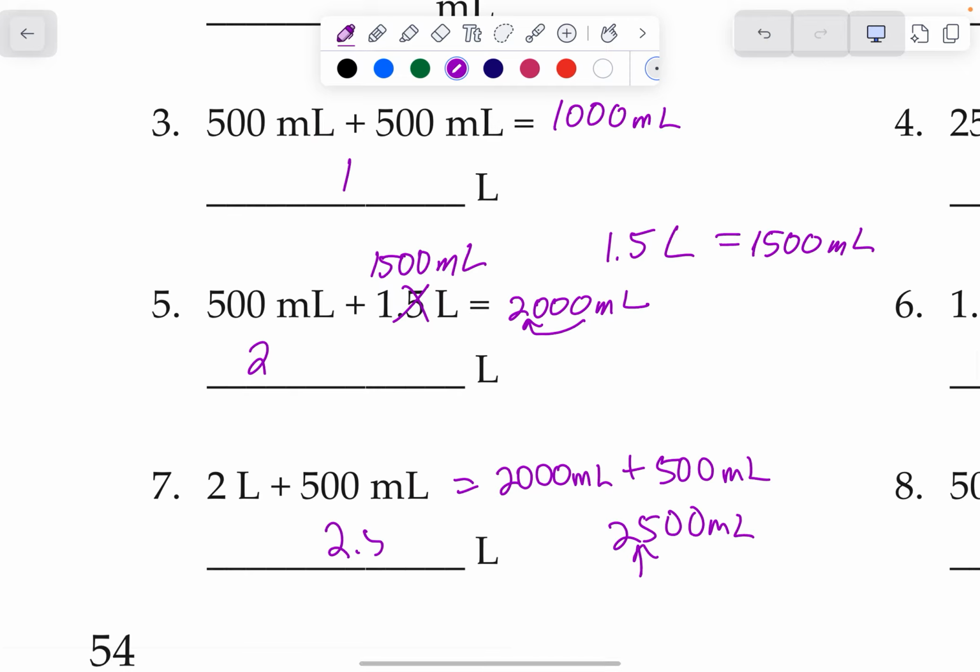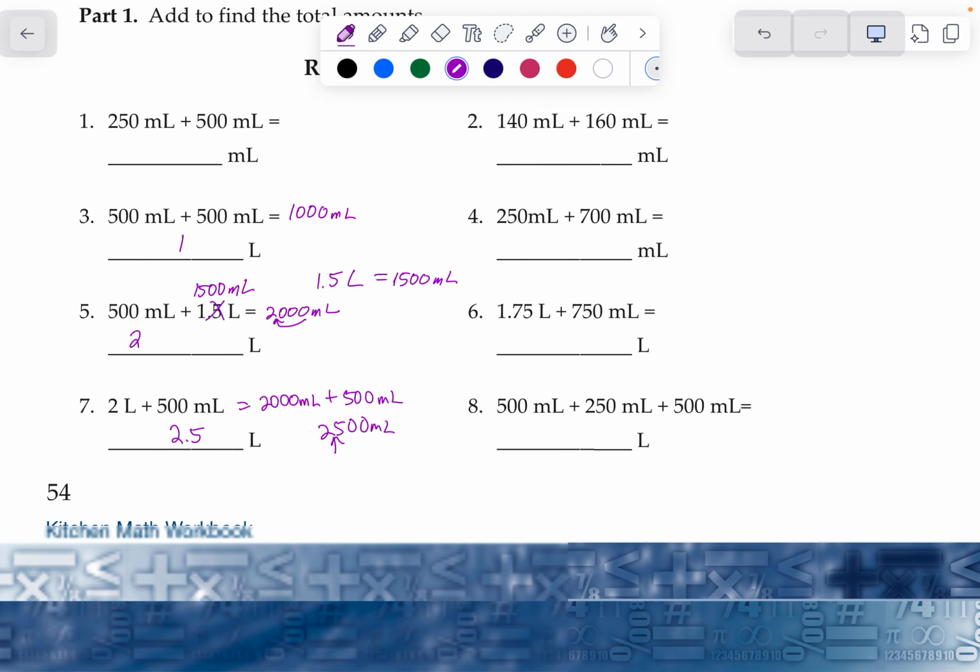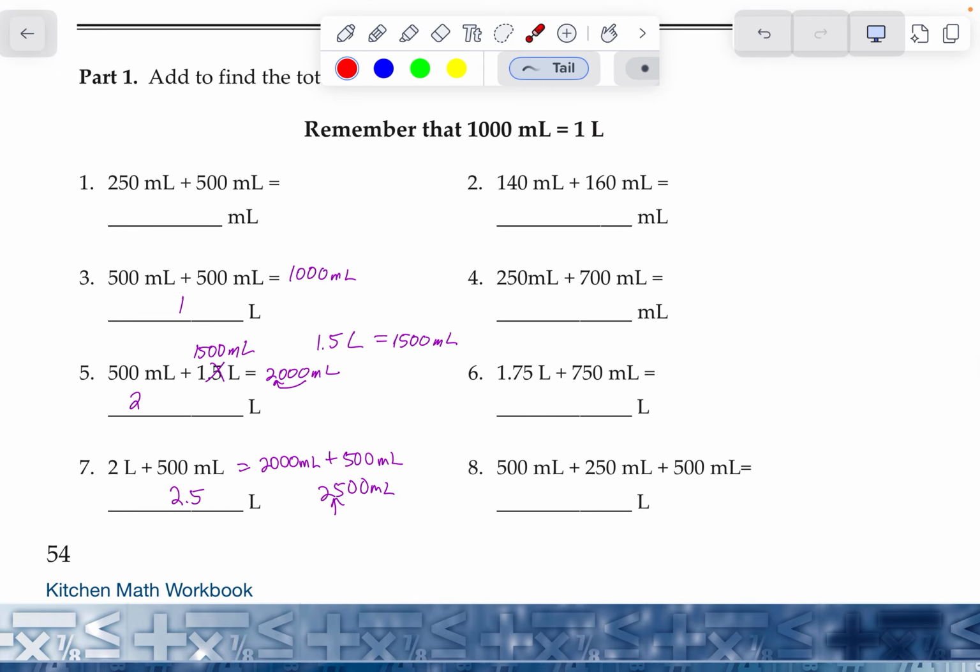So all this lesson is about converting back and forth between milliliters and liters. The main fact to remember is that 1,000 milliliters is equivalent to a liter. Okay, so any questions about the top here? So if it says milliliters, keep it in milliliters. If it says liter, you got to convert it, okay?